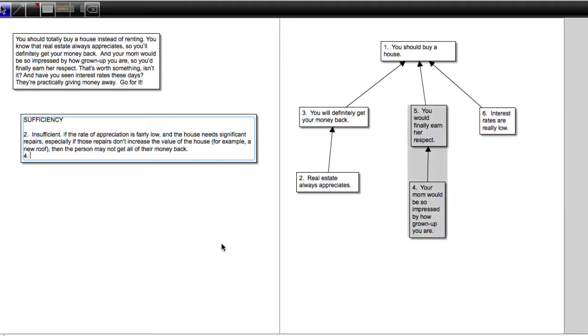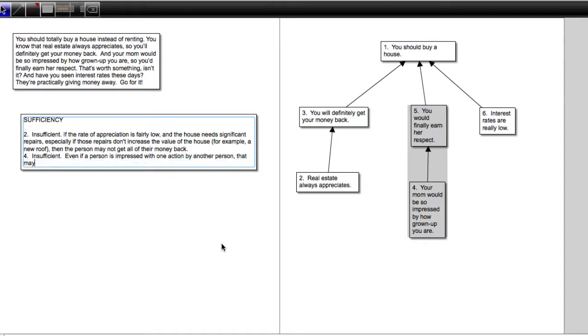All right, let's look at 4. Your mom would be so impressed, therefore you would finally earn her respect. Insufficient. Even if a person is impressed with one action by another person, that may not be enough to earn that person's complete respect. Okay, so I'd say that's insufficient.